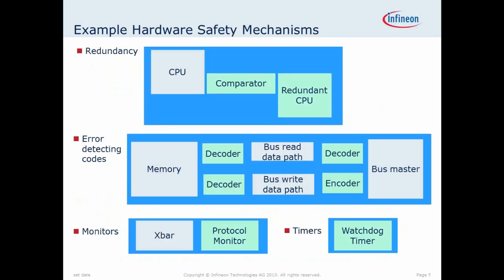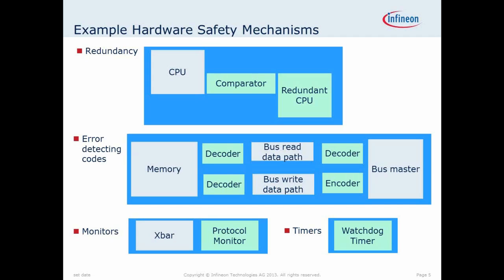The sort of hardware safety mechanisms you might use are things like lockstep CPUs. So you run the same calculations on 2 CPUs together. You have a comparator, and if there's a difference between the two, something has gone wrong. You might use error detection codes, as Sergio mentioned, so you might protect your data paths across a bus or your data in memory using error detection codes.